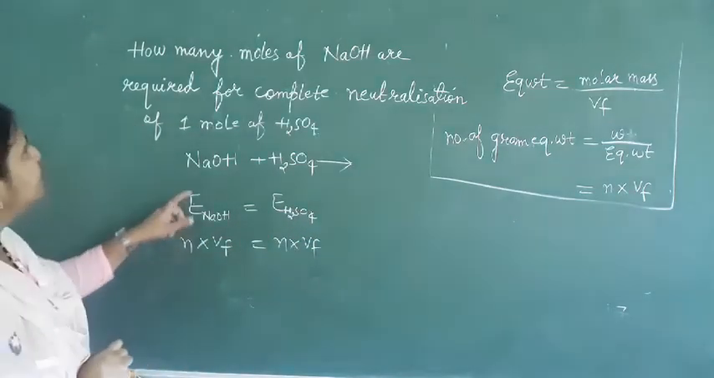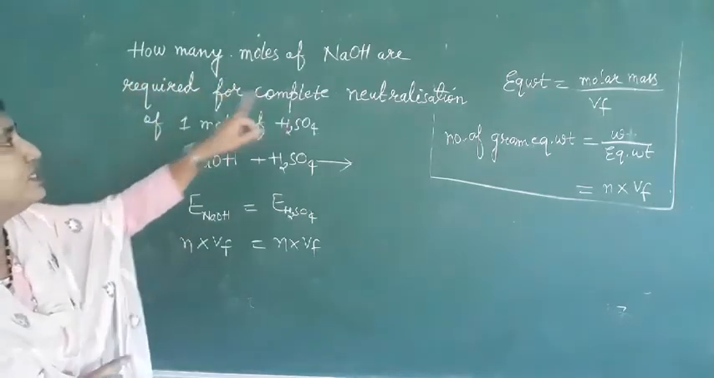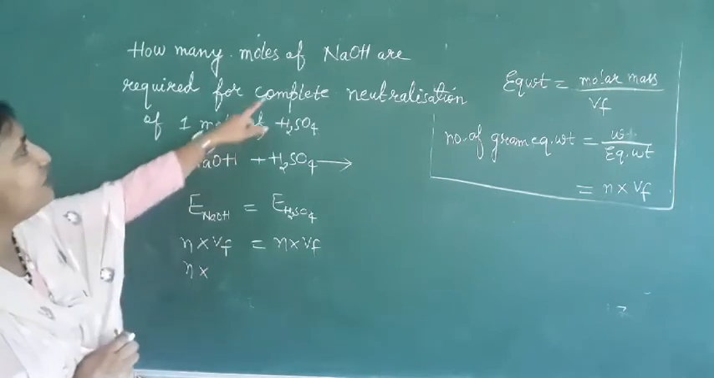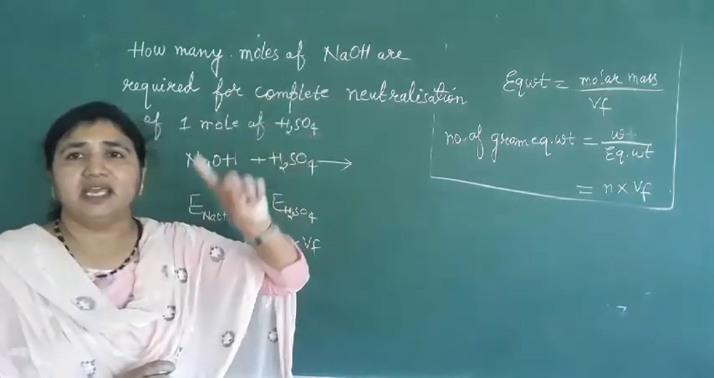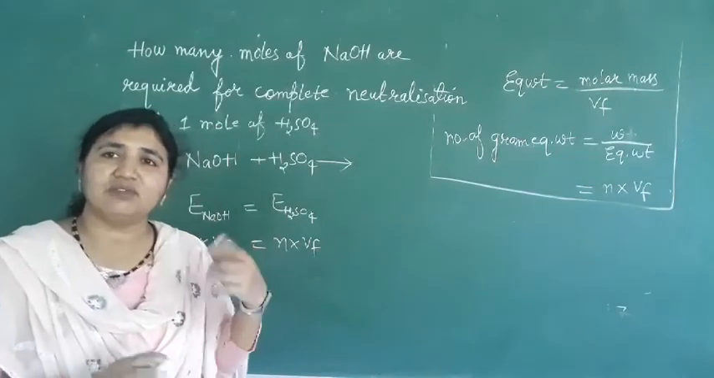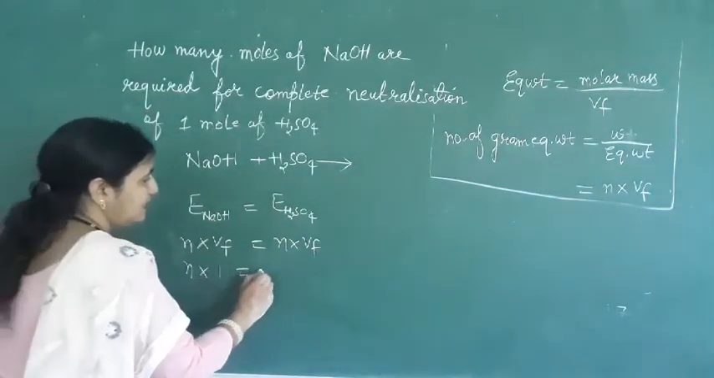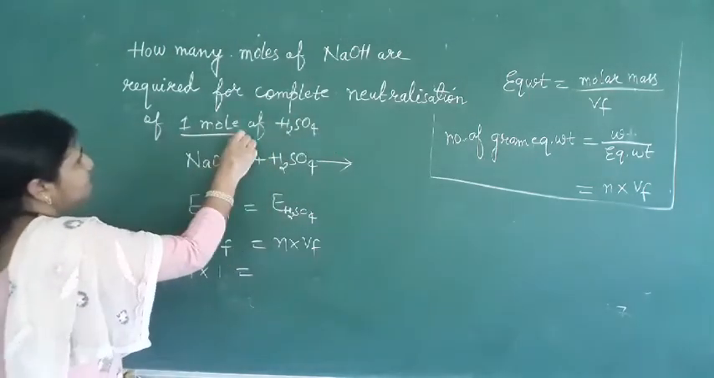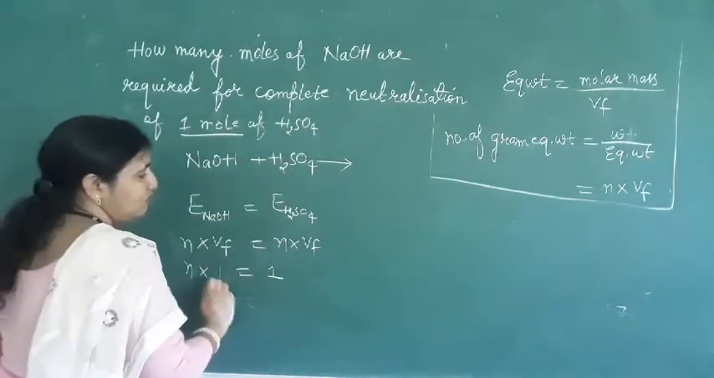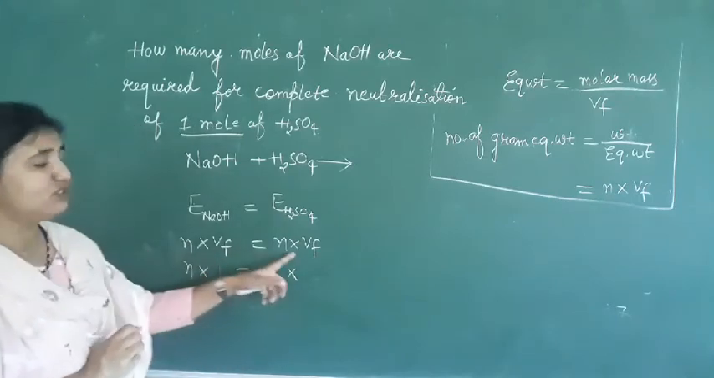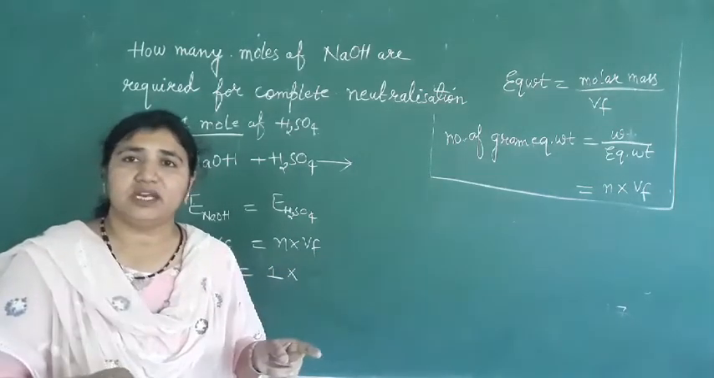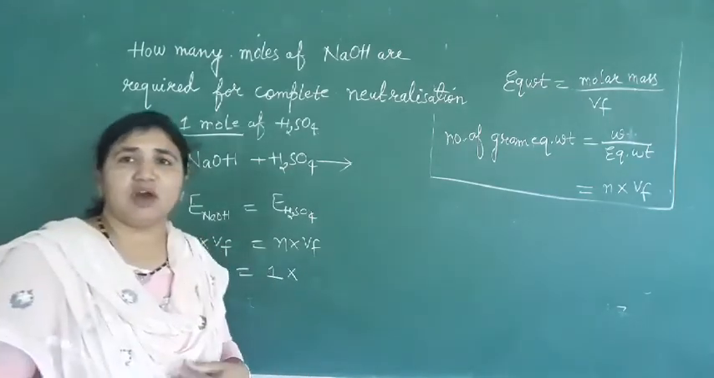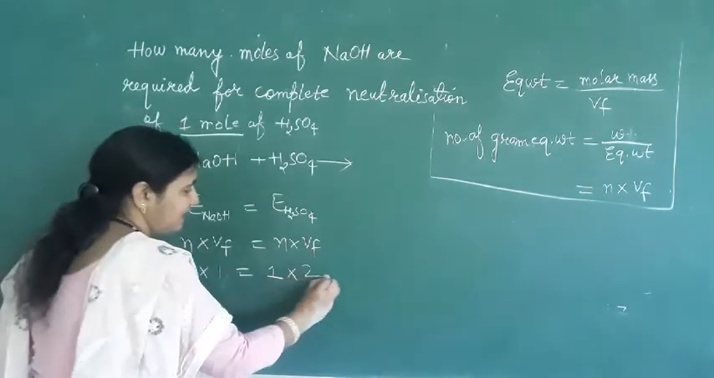Okay, so number of moles, what is the question? How many moles of NaOH? So number of moles of NaOH we have to find out. Valency factor of NaOH is what here? 1 here. In NaOH, OH minus ions 1 are there, so valency factor is 1 here. And number of moles of H2SO4 given here, for complete neutralization of 1 mole of H2SO4. 1 mole given here. Valency factor of H2SO4 is how much here? 2 here. H2SO4, so number of H plus ions replaceable by one molecule, how much here? 2. So that's why valency factor is 2 here.